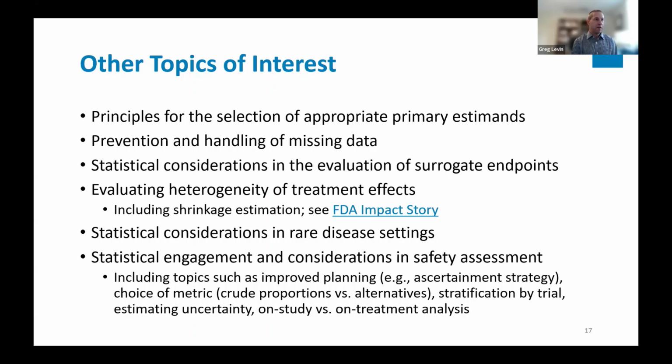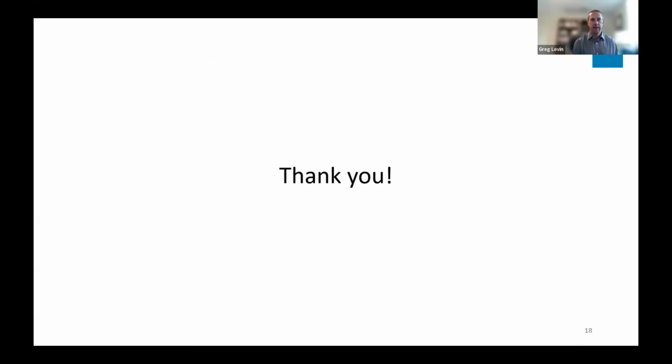So those are just a few other topics of interest that I thought I would highlight as things where we're working a bit, and I'm hoping there can be more work by the community and some collaboration on improving statistical engagement and just the statistical perspectives on this. I think that might be my last slide. Yeah, thanks very much. And I'm looking forward to any questions or discussion.